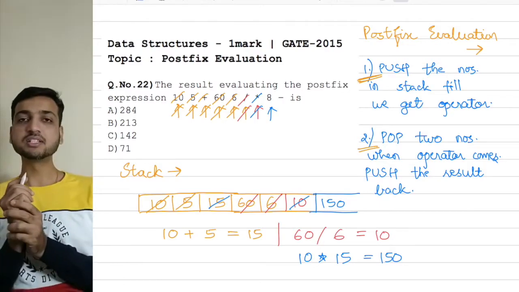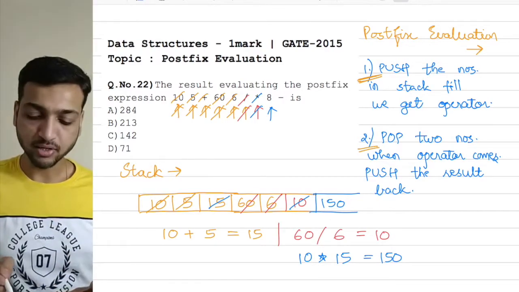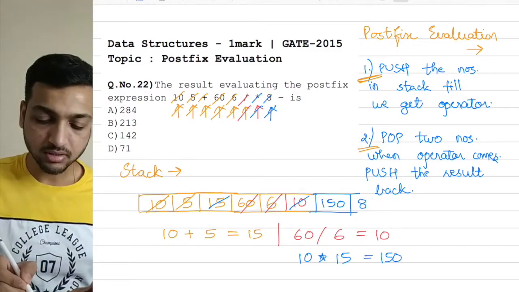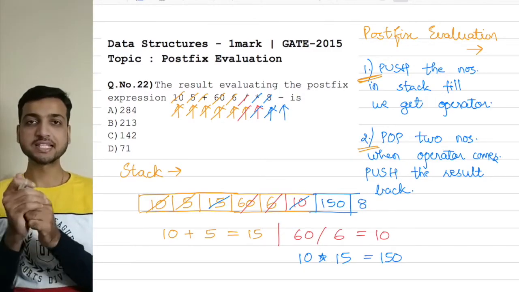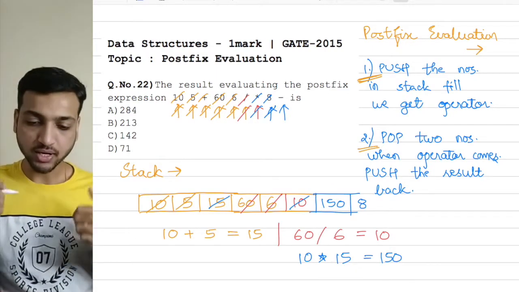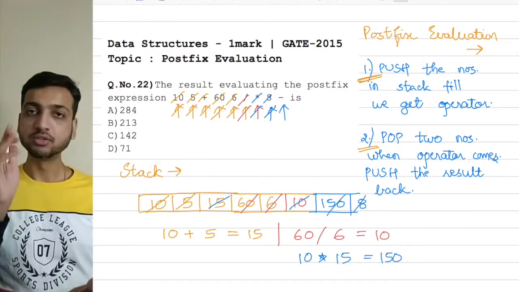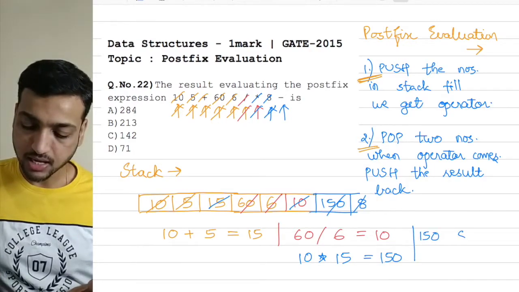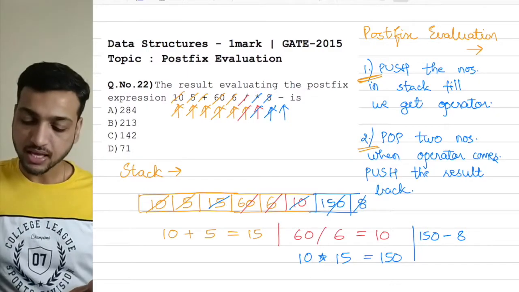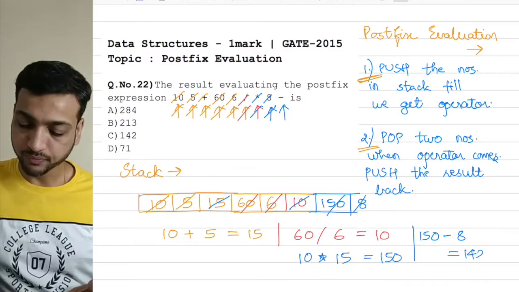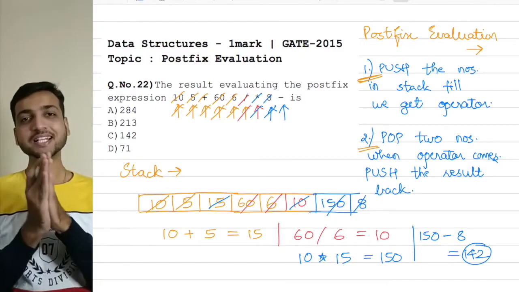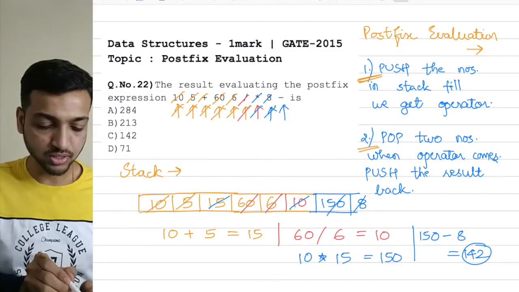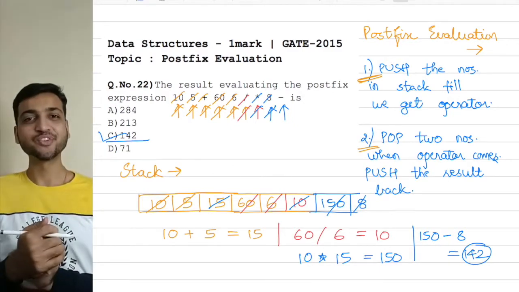Now the next thing we see is a number. So that goes back into the stack. So 150 and 8. And once 8 is processed, the last thing in our expression is an operator, which is minus. So again, I'm going to pop the 2 numbers from the stack. So these are my 2 numbers, 150 and 8. And the operation is subtraction. And the result is 142. So 142 is the result of our given postfix expression. So this is going to be option number C. So option number C is our right answer.